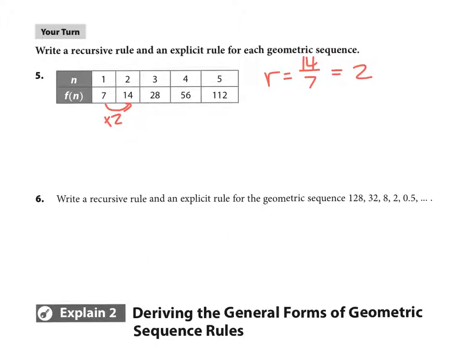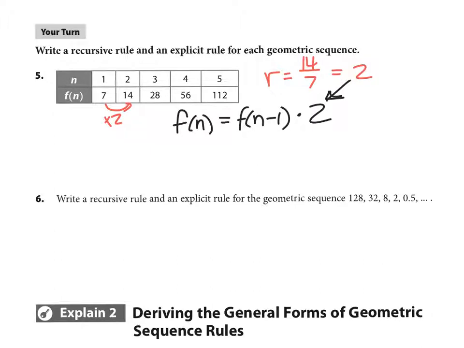Also, something else we talked about in the previous lesson: if the values are going up, r is something bigger than 1. If it's going down, then r is a fraction value that's less than 1. So here these are going up, so r is 2. So a recursive rule would be this: f of n equals f of n minus 1 times 2. That's all you do. It's going to look like that every time. You're just figuring out what r is.